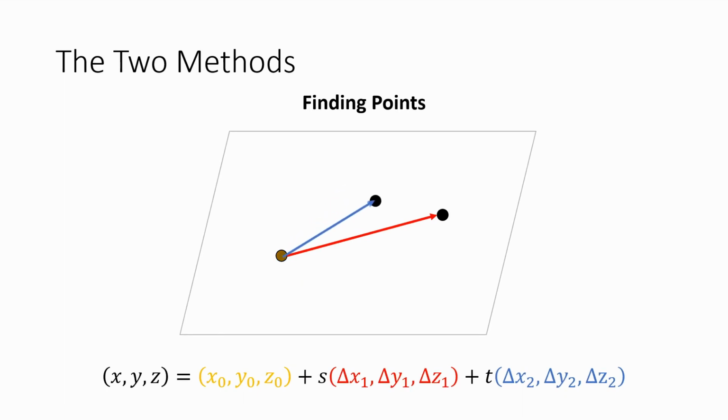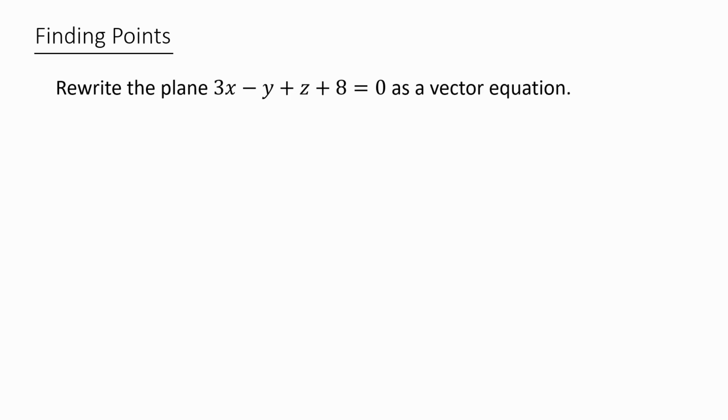A problem arises if we happen to choose points that are collinear. When this happens, we're no longer able to span a plane, so we have to watch out for what points we choose. Now, let's do an example. Rewrite the plane 3x - y + z + 8 = 0 as a vector equation.